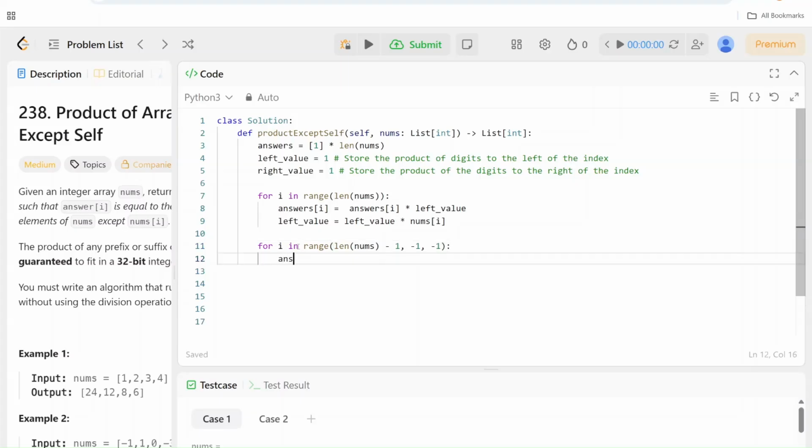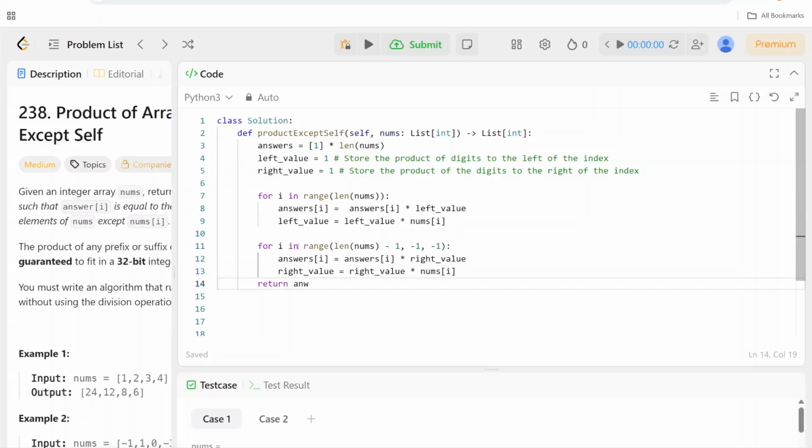Again, our answers of i would be equal to answers of i multiplied with the right value, because we're storing the product of right digits in the right value. And then we have to update our right value as well. So right value would be equal to right value multiplied by whatever is there in nums, so that we keep updating our right value with the digits that we are evaluating. If you're not able to understand this, then I will do a dry run of this in a minute and it will make more sense when I do that. So please watch the full video.